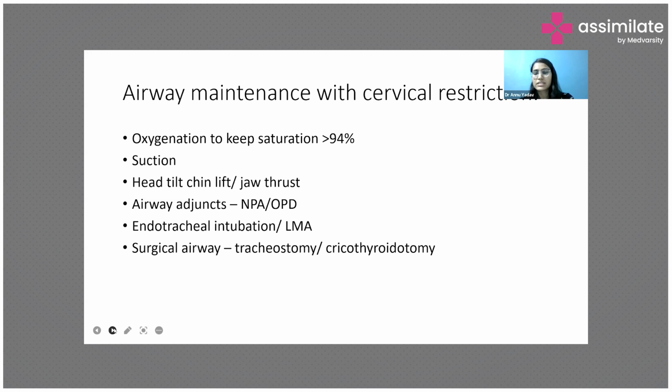Then there is head tilt, chin lift that we can do. But in a trauma patient, we have to be very careful regarding this head tilt, chin lift. So whenever there is a trauma patient, we prefer jaw thrust rather than head tilt, chin lift, because when we do head tilt, chin lift, we cause spine movement. So we have to restrict spine movement in trauma patients. So preferably jaw thrust is indicated.